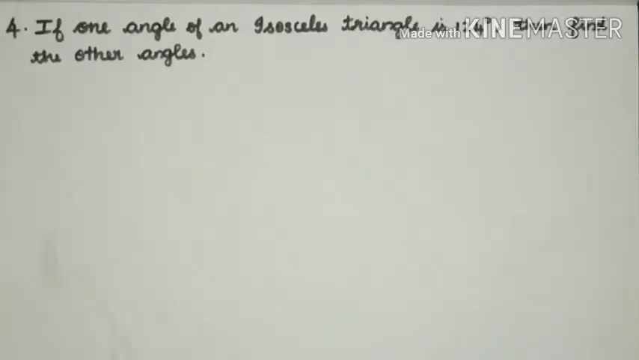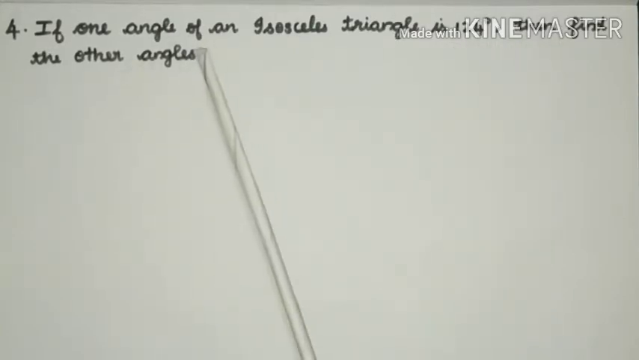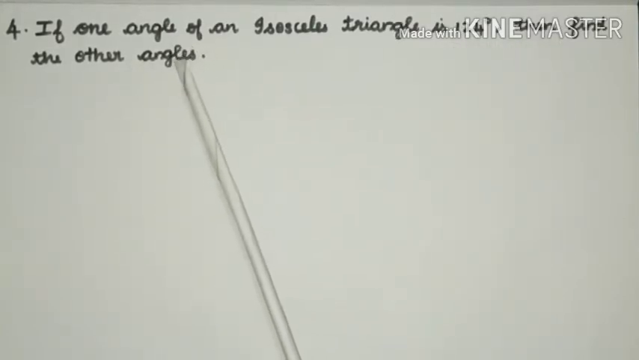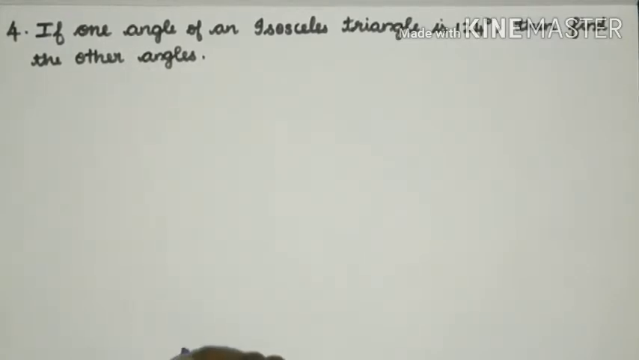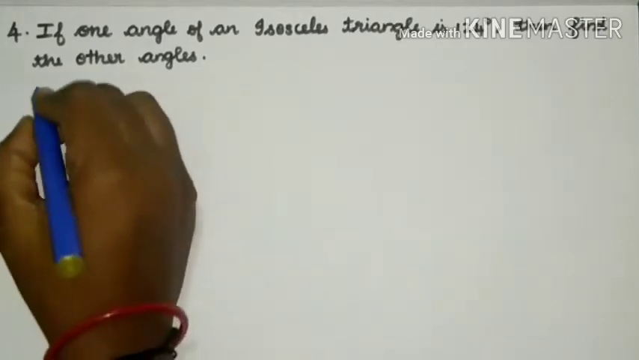Fourth question. If one angle of an isosceles triangle is 124 degree, then find the other angles. See here, the given question is one angle of an isosceles triangle is 124 degree. We have to find the other two angles. Students, as we already know, isosceles triangle means what?